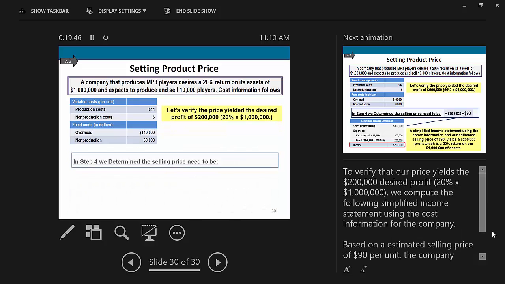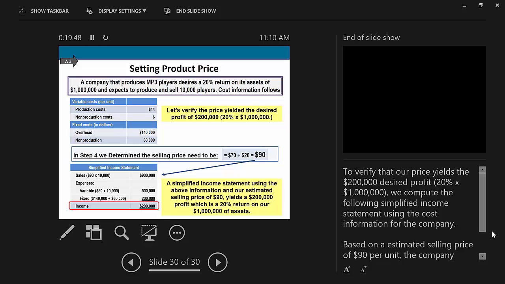Now, they go ahead and they verify it. $90 times 10,000 units covers our variable cost and covers our fixed cost. Sure enough, we've got what? $200,000 left over for profit. They're just verifying in a financial statement format.